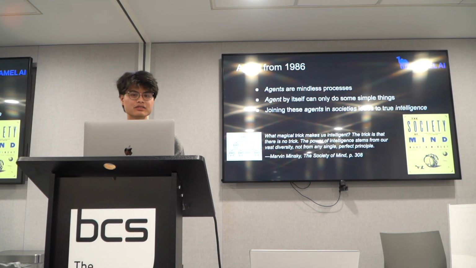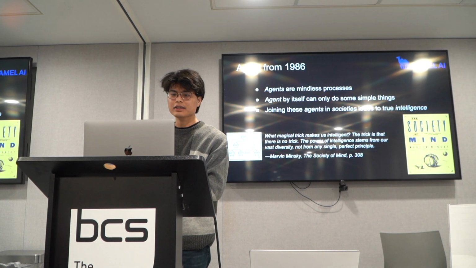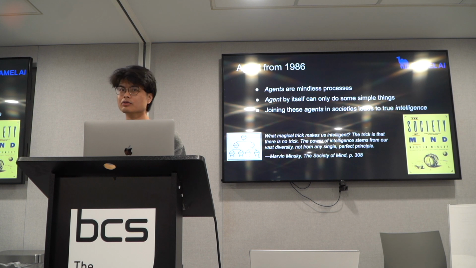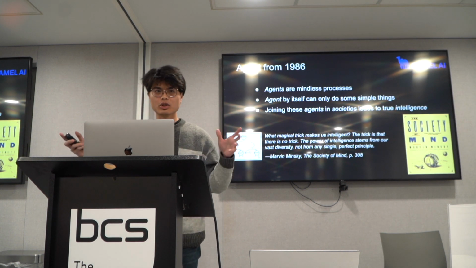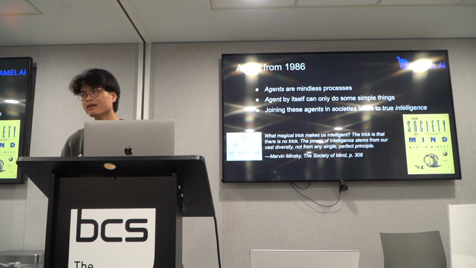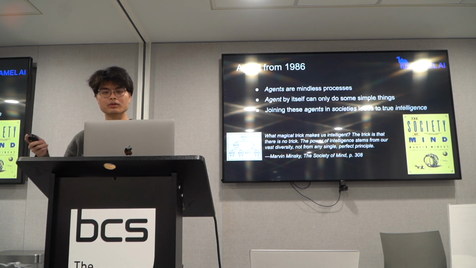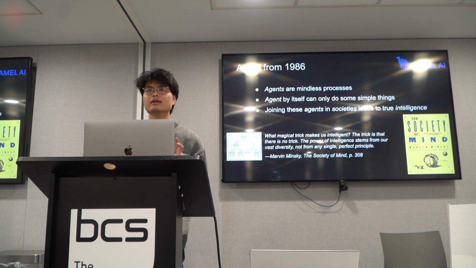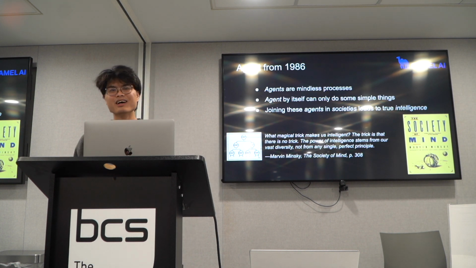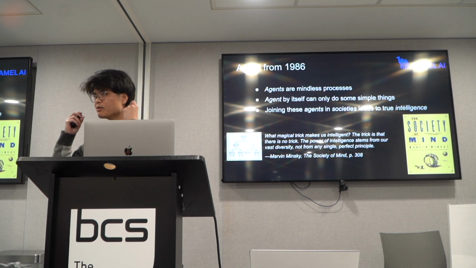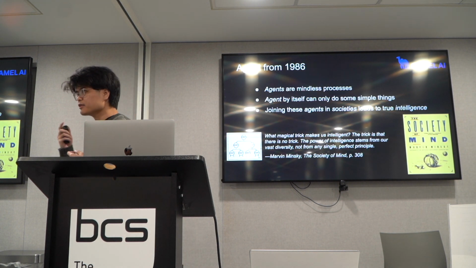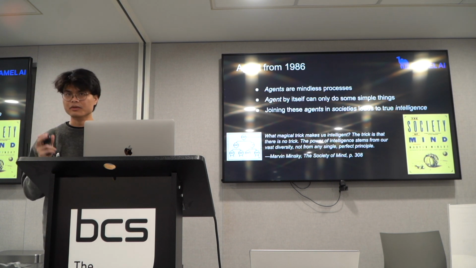The main philosophy of this book is that agents are mindless processes. Agents by themselves can only do simple things. But if you join those very simple agents together to become a society, then this leads to true intelligence. So the core idea of this book is that diversity is the secret that leads to intelligence. How human intelligence comes from those small agents and the diversity of the agents.